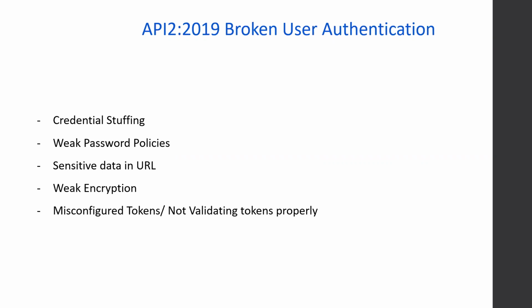Then sensitive data in URL, anything from session IDs or something in the URL. Weak encryption, misconfigured tokens, not validating tokens properly. And when I say misconfigured tokens, weak encryption, it's not mutually exclusive. There are certain vulnerabilities that can fall under two categories at once. So this is, from my point of view, of course, my opinion.